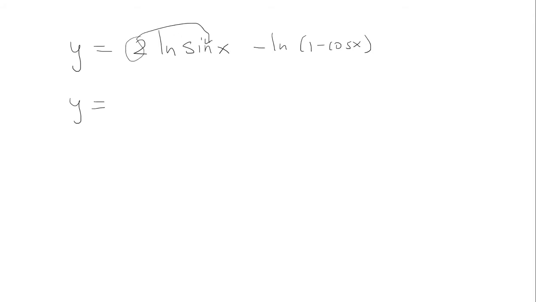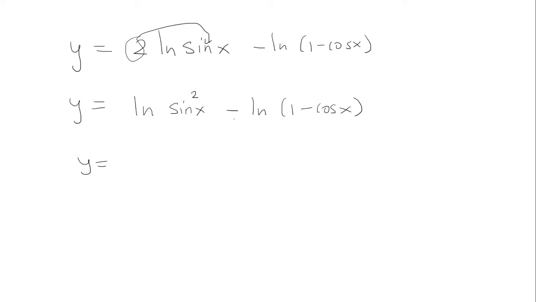Let's find the inverse of y equals 2 times ln of sine of x minus ln of 1 minus cosine of x. Before I find the inverse, I want to simplify this expression. So first, the 2 is going to be the exponent of the sine. In other words, this is ln sine of x squared. Then we have minus ln of 1 minus cosine of x.